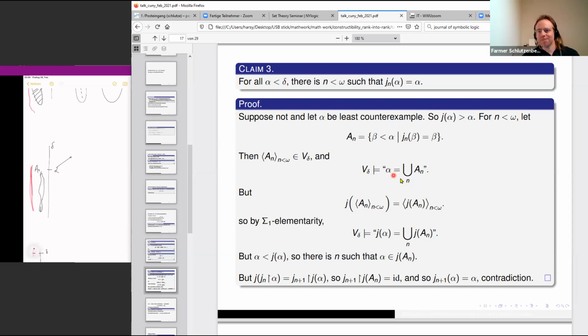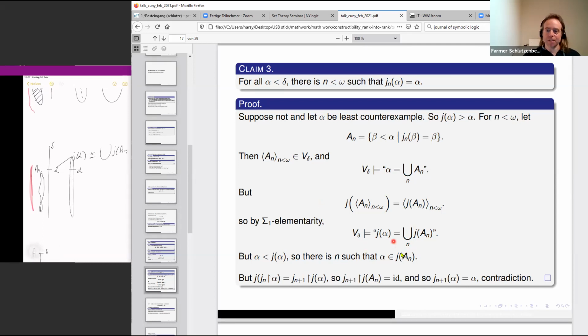That's a Delta_0 statement, satisfied in V_delta. So we can apply J to that statement, and J of the sequence of A_n is the sequence of the J(A_n). So by elementarity, we get that J of alpha is now the union of the J(A_n). Right, so we've pushed that, but J of alpha was bigger by choice. So J of alpha equals the union of the J(A_n). But alpha is there.